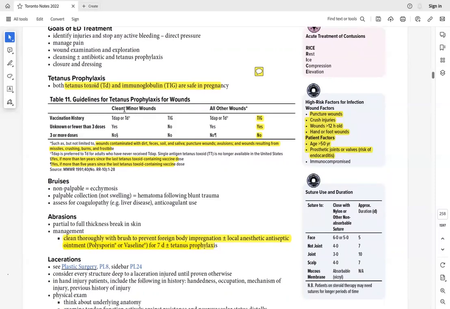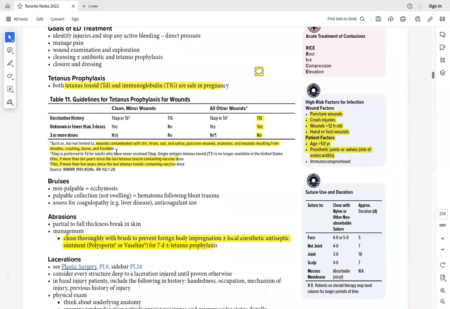If it is a clean wound, and you should know what is the difference between a clean wound and a dirty wound. In a dirty wound, what do we have? Any wound contaminated with dirt, feces, soil, saliva, puncture wounds, avulsions, or wounds resulting from missiles, crushing, burns, and frostbite. In all these scenarios, even frostbite and burns, we will give tetanus. If a person is gardening and may have stepped on a nail, which was rusty or even not rusty, then that is a dirty wound.